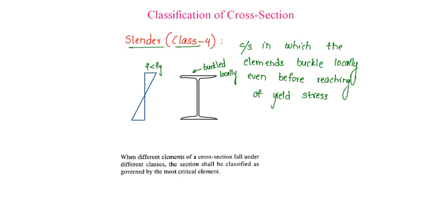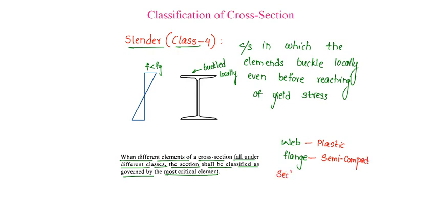These are slender sections. So when different elements of a cross section fall under different classes, that is, if the web and flange are of different classes, then the section shall be classified as governed by the most critical element. For example, if the web is plastic and the flange is semi-compact, then the most critical is semi-compact, hence the section is classified as semi-compact only.